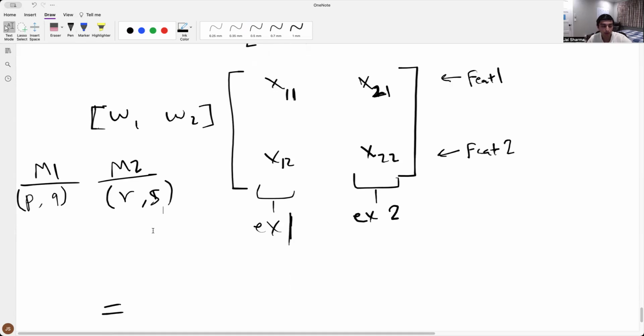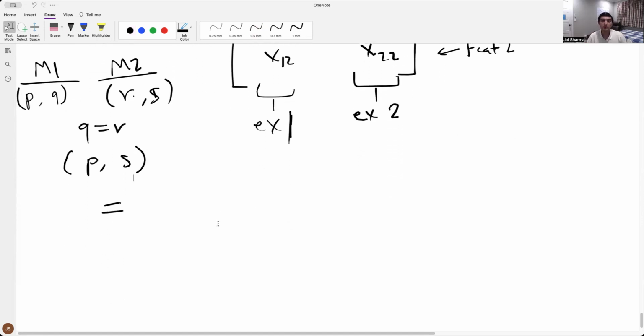then in order to multiply these matrices, it is necessary that Q is equal to R. The number of columns in the first matrix has to be equal to the number of rows in the second matrix. As long as this is true, if we multiply matrix 1 times matrix 2, the shape of the resulting matrix will be P, comma, S. So that is the shape of the resulting matrix.